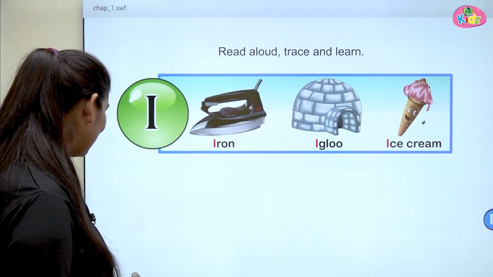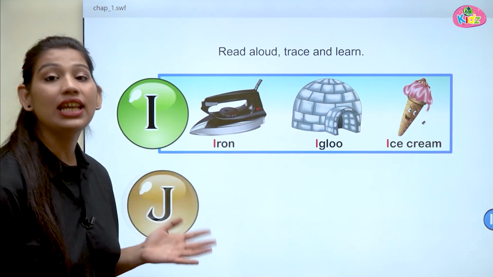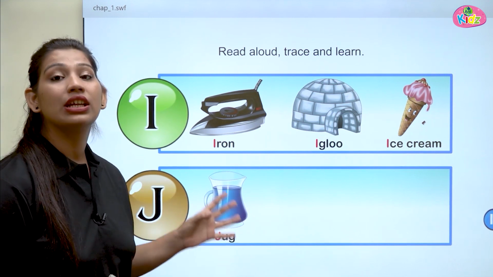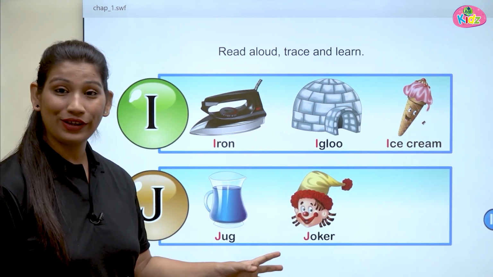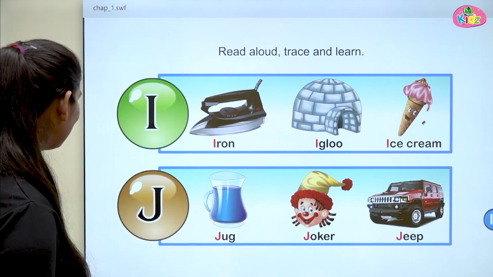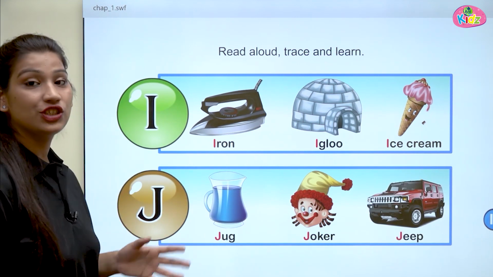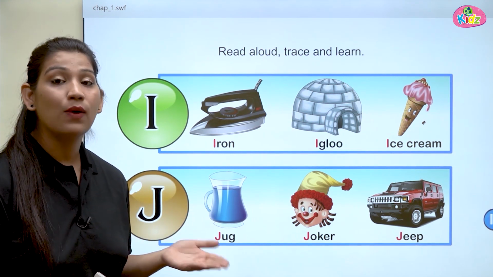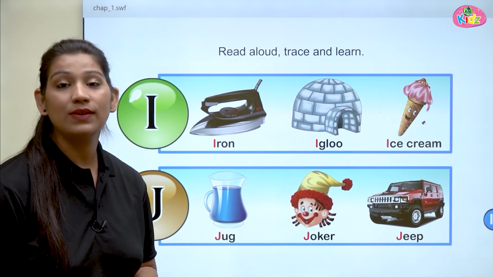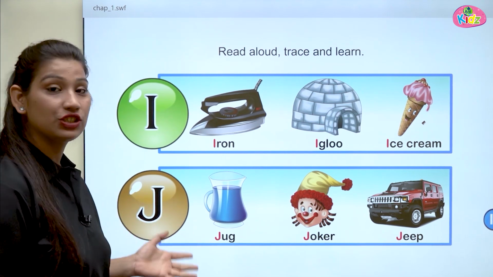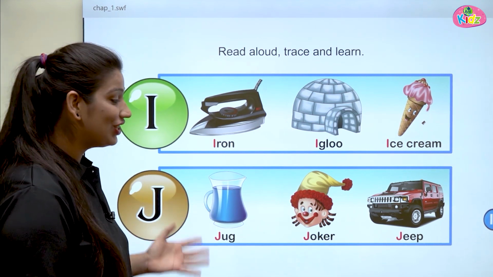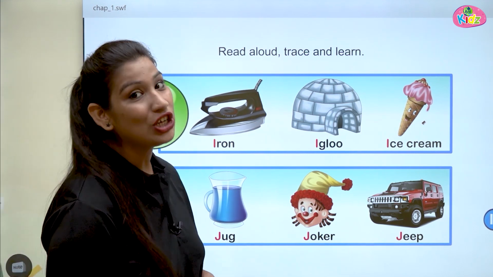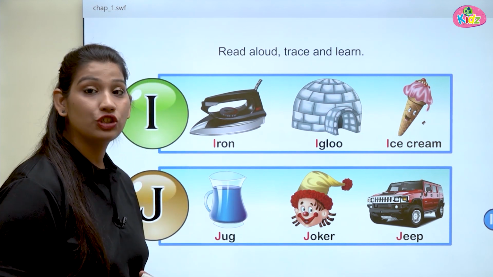Yes, it's letter J. This is J. J, J, jug. J, J, joker. J, J, jeep. Letter J has many objects. J sounds J. J, J, jug. J, J, joker. J, J, jeep. J sounds J.